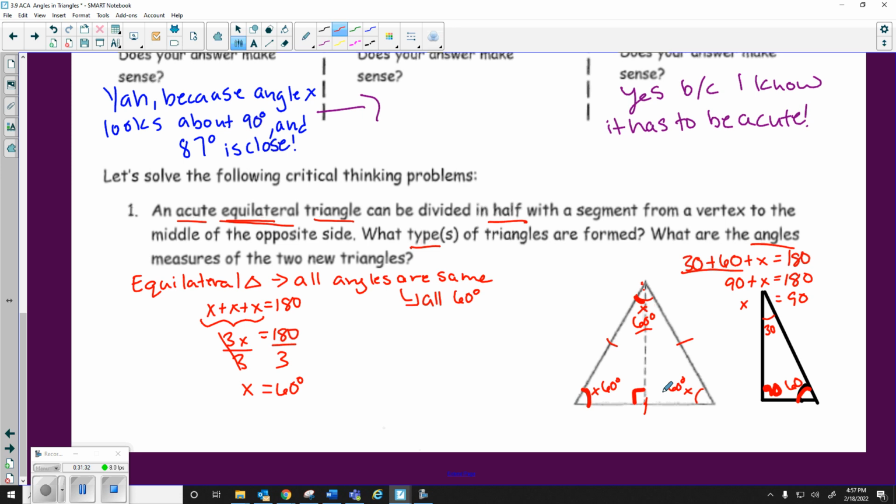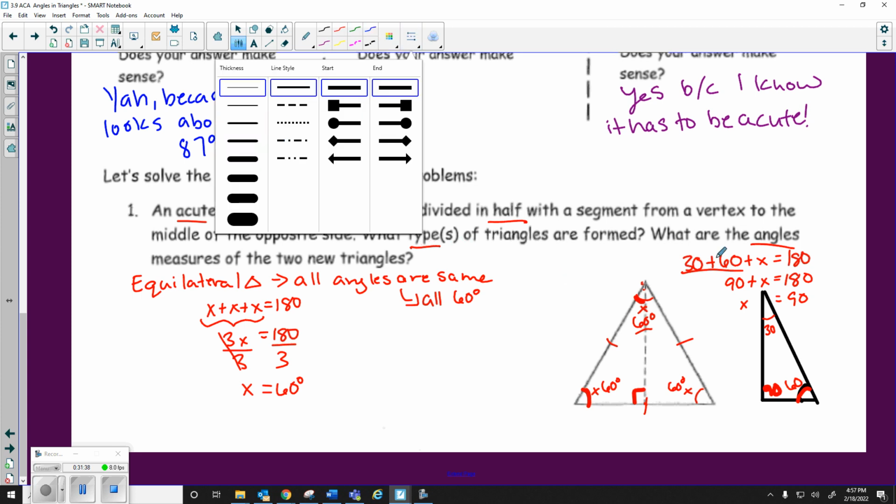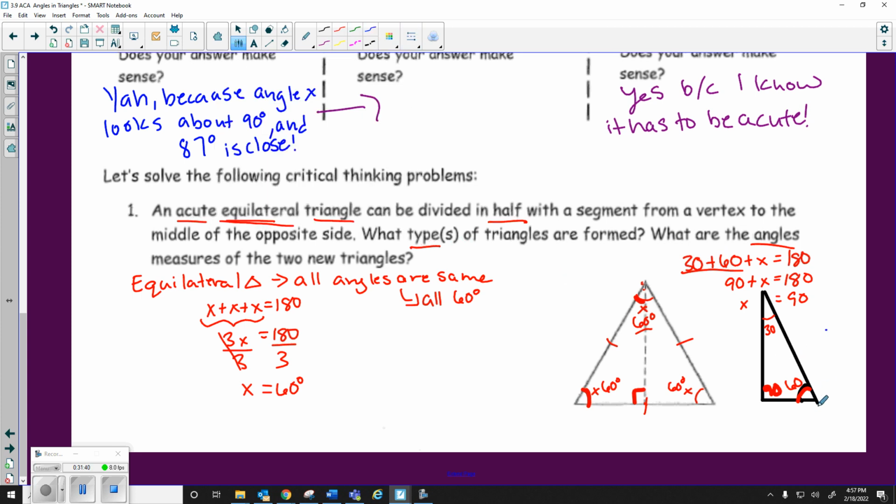So let's see if we have enough information. It says what types of triangles are formed. So remember, we can give every triangle two names. We can classify it by its sides and by its angles. So let's look at its angles. I see one acute angle right here. I see another acute angle right here. Let's look at this third one. That third angle is 90 degrees. So that means it's a right triangle. Huh. Very cool. Got that.